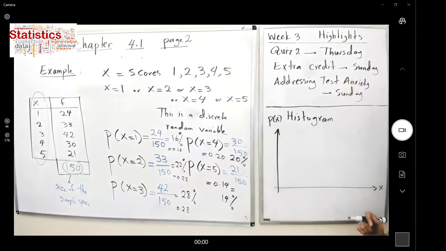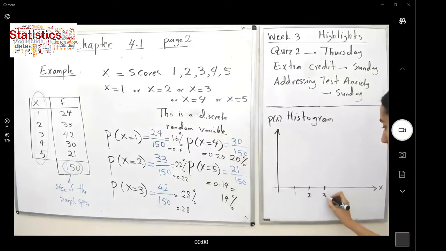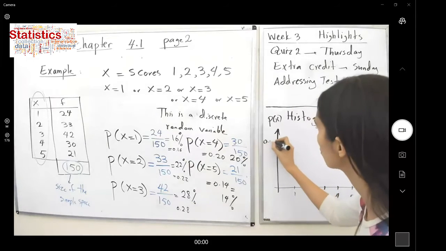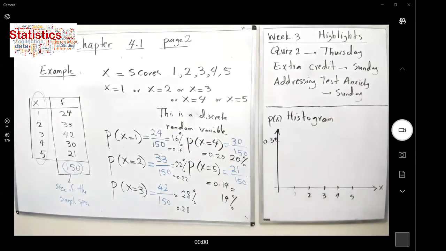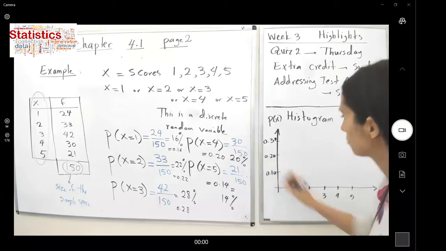Okay, let's try to scale this. We're going to have a nice histogram. We know that our x ranges between 1 to 5. So x can be 1, 2, 3, 4, or 5. So we're going to stop here. We have 5 counts, a discrete random variable, and the maximum percentage that we have is actually 28%. So I'm going to scale this to 0.30 or 30%. So I'm going to have 0.10, 0.20.